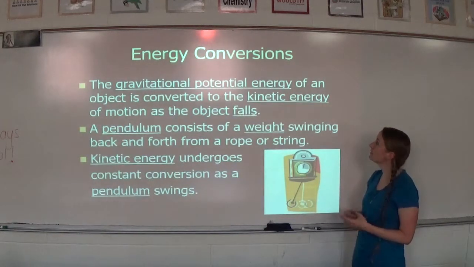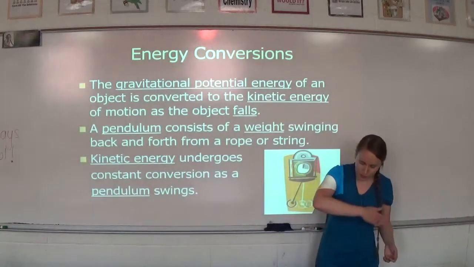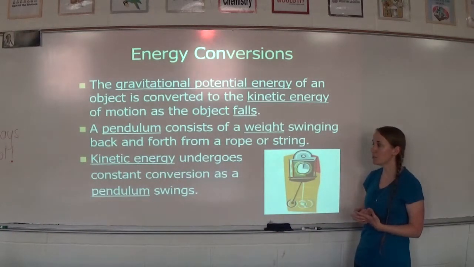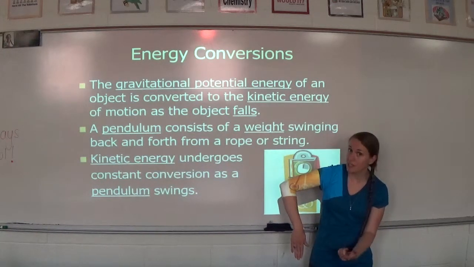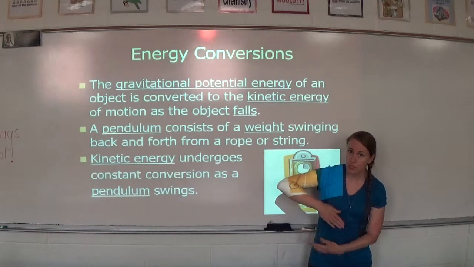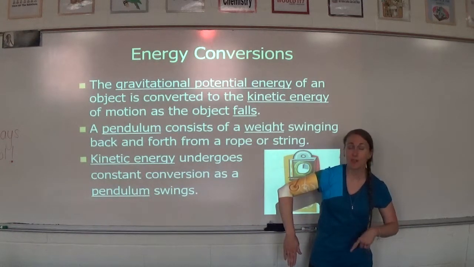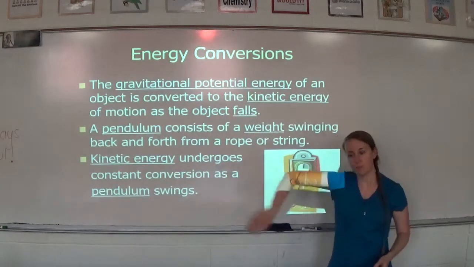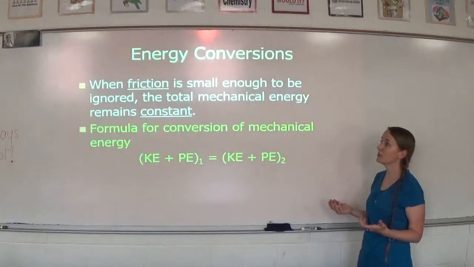A pendulum consists of a weight swinging back and forth from a rope or swing. Think about a grandfather clock. The pendulum is going back and forth, just like that. Kinetic energy undergoes constant conversion as the pendulum swings, because when the pendulum is at its lowest height, it's at its fastest speed. Again, think about a roller coaster. When it's at its highest height, it's going to stop and change direction. So we have large potential energy and low kinetic energy. Then as it goes to its lower height, we have more kinetic energy. So again, potential and kinetic energy swap back and forth as it goes back and forth. When friction is small enough to be ignored, the total mechanical energy remains constant.